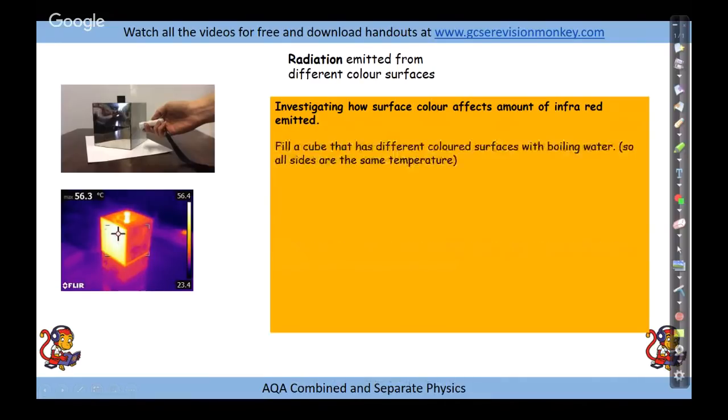Okay, so what would our method be for this? Fill a cube that has different coloured surfaces with boiling water, so that each surface has got the same temperature. You know that inside it's nearly 100 degrees. You're going to use a ruler to make a line, a set distance away from the cube.